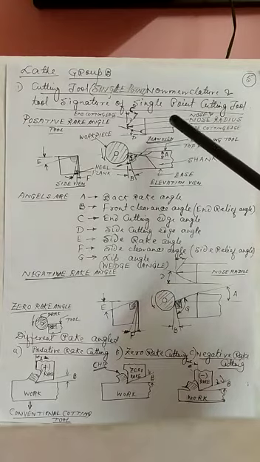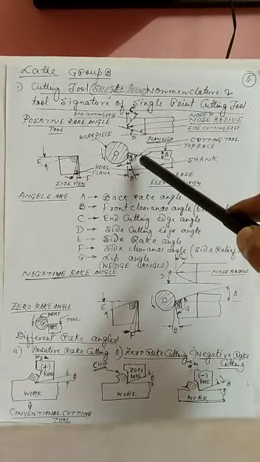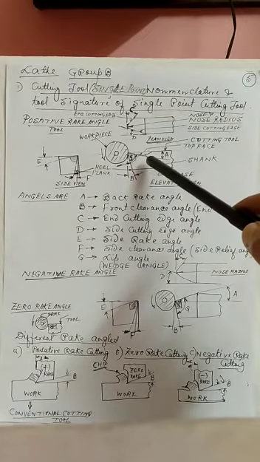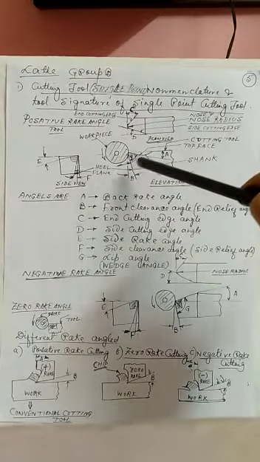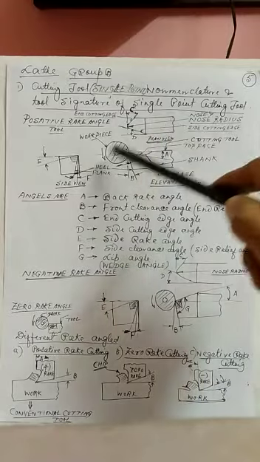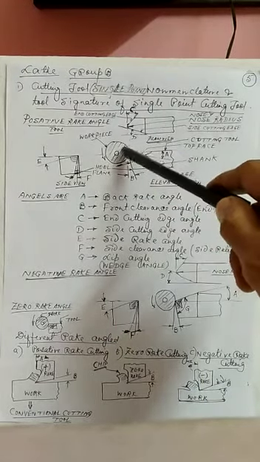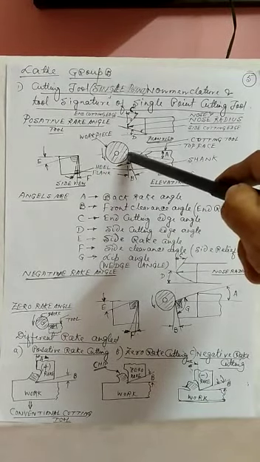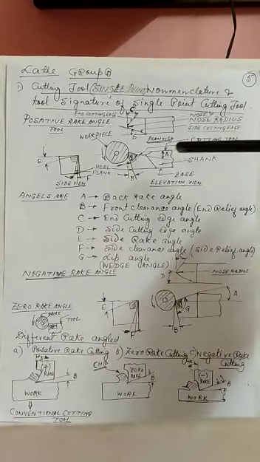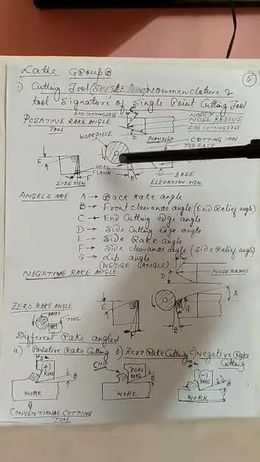First of all, here I have shown a single point cutting tool of positive rake angle, and I have shown the three views: this is elevation, this is plan view, and the left portion is side view. Here the round portion shows the job rotating in the anti-clockwise direction, and the tool is feeding parallel to the axis of the job and towards the job face.